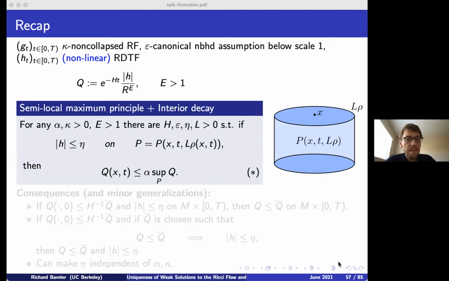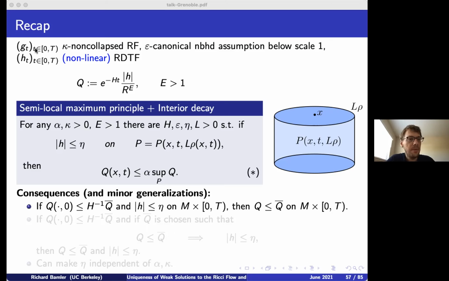Okay, so yeah, we're going to come back to the semi-local maximum principle, but let me just take this to the test and show you briefly why this is going to be useful. Okay, so I'm just going to show you a few consequences of the semi-local maximum principle. And I'm going to apply some minor generalizations of this principle, but just to give you the flavor of what we can achieve with this. So let's assume we just take some Ricci flow as above here. And let's assume for some reason we know that h at time 0 is very small. Okay?